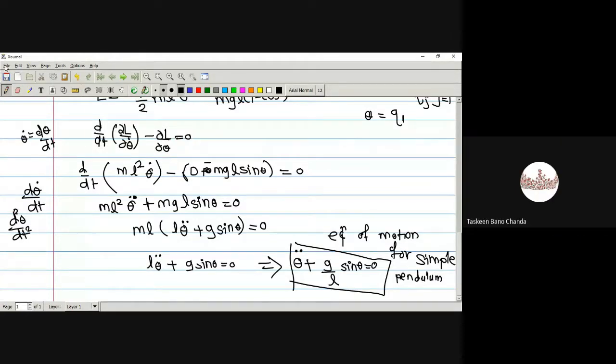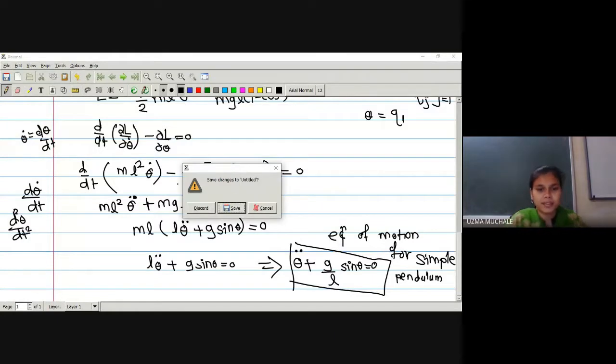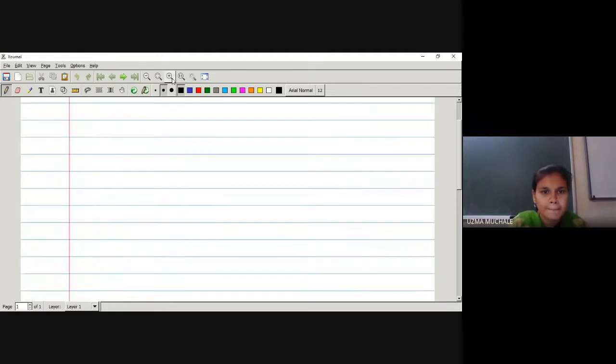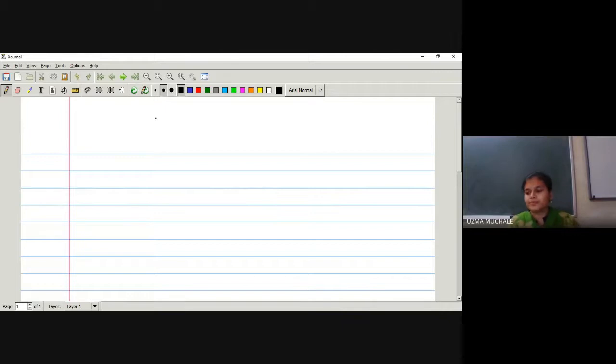Yes, ma'am. Okay. Let me go for the next example. The next example that we are going to discuss is that we have a particle of mass m projected with initial velocity u. Okay, let me write down the example.